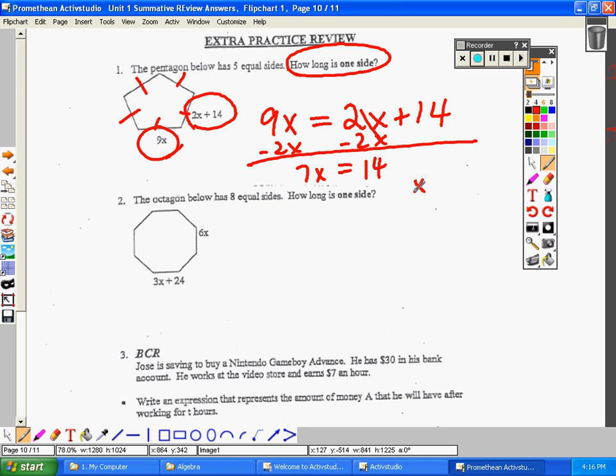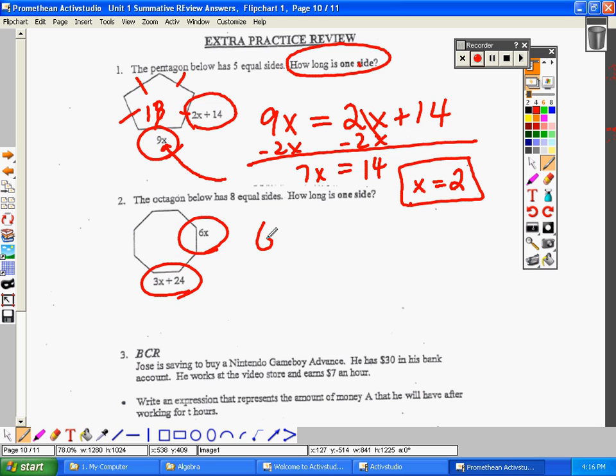Divide by 7 and you get x equals 2. Now, that's not the answer because it says how long is one side. Well, you're going to have to take that 2 and put it in there. 9 times 2, 18. So that's the length of one side. You do the same thing here, 8 equal sides, which means you could set that equal to that. I'm not going to work that out for you because I know most of you, or all of you, can do the problem from there.